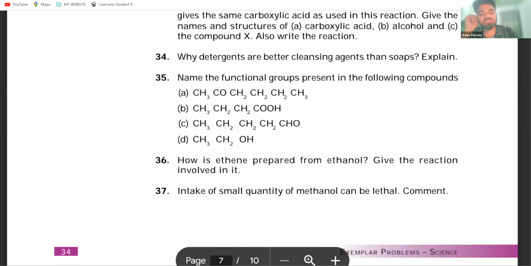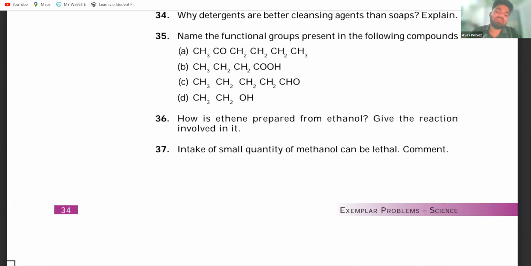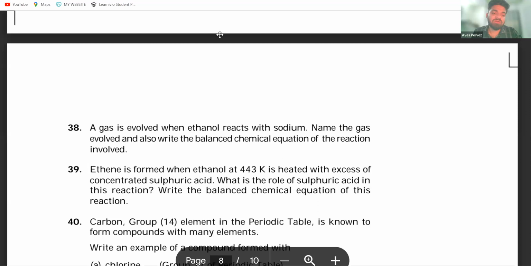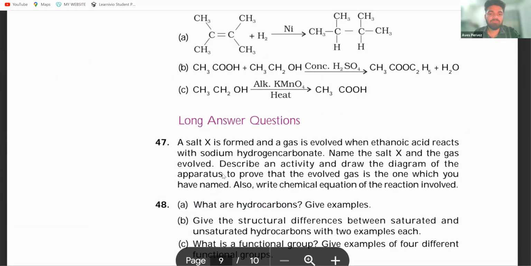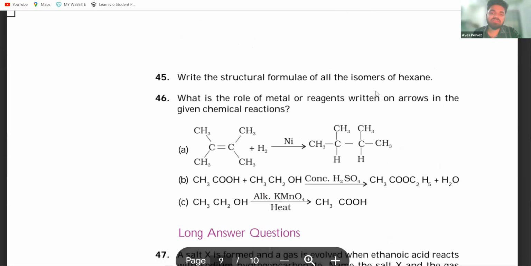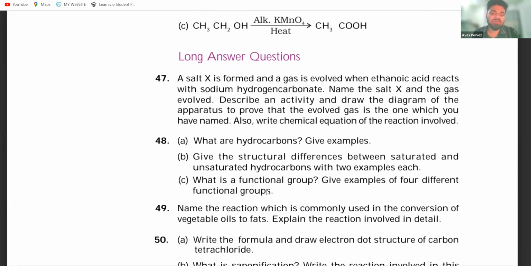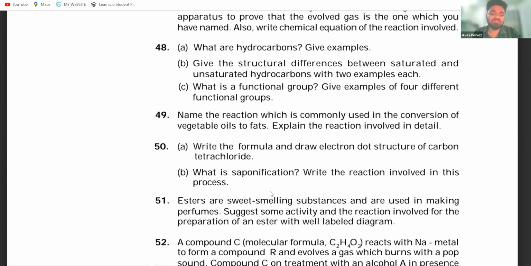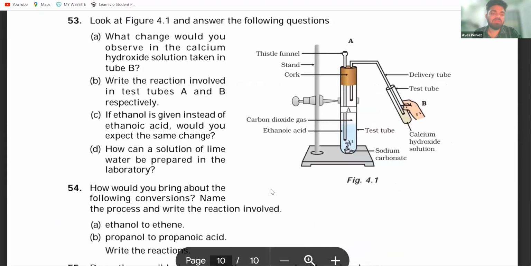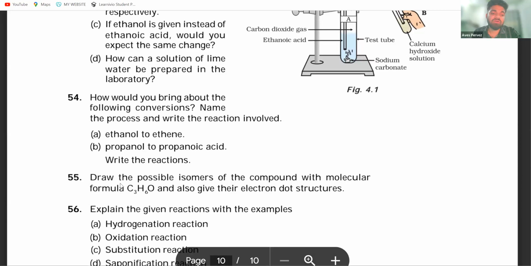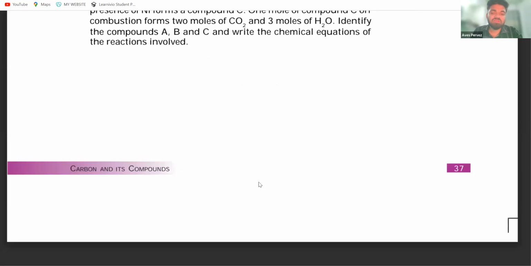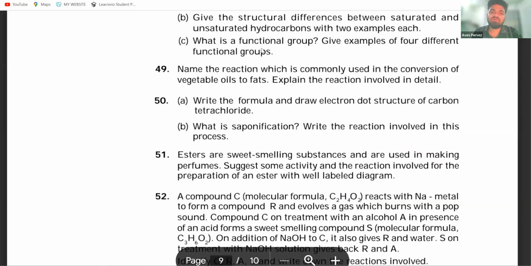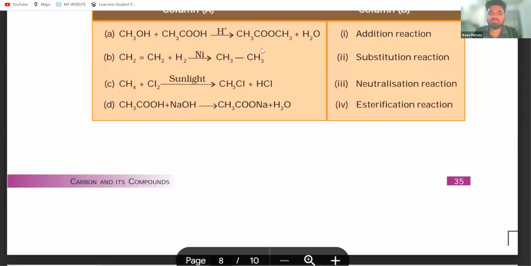Electron dot structure has been asked several times. So you need to practice the electron dot structure of different types of molecules because it is important. It is asked so many times in the examination. Like structure isomers of hexane. Sometimes it is asked to write down the electron dot structures also. For example, write down the electron dot structure of these isomers. You will study the isomers, what are isomers, and there are so many questions asked in the examination related to electron dot structures.